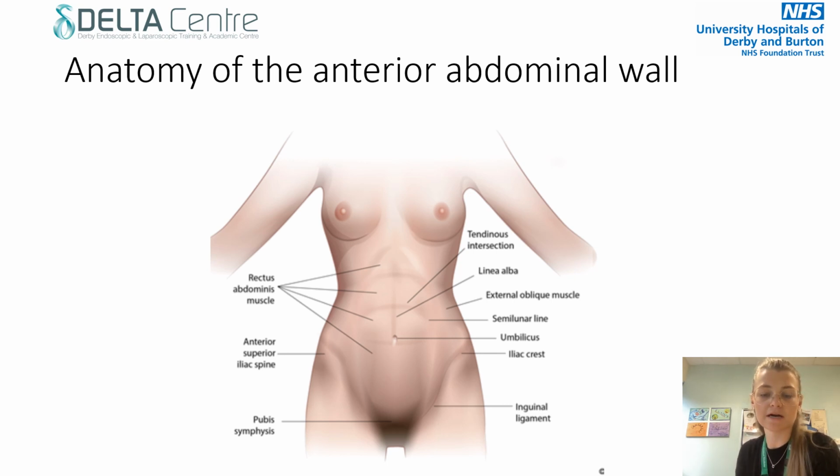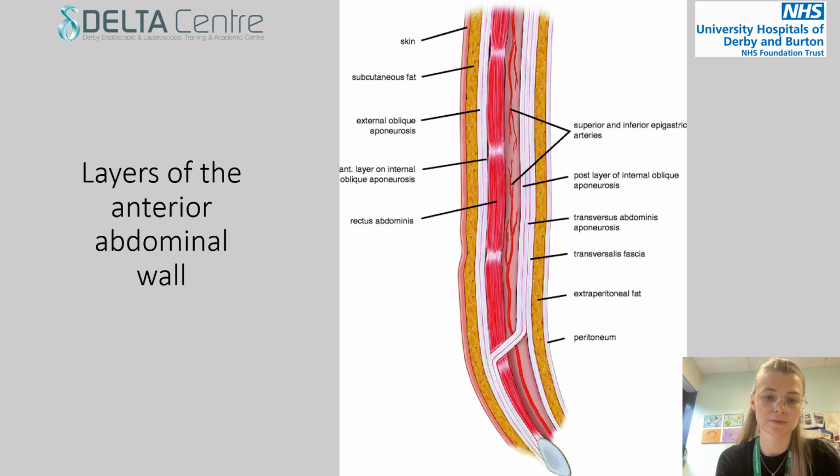Your borders are, cranially, the xiphoid process of the sternum and the subcostal margins of the ribs. And then caudally you've got the pubic symphysis and crest, the inguinal ligaments and the iliac crest of the ilium. Talking about the layers of the anterior abdominal wall, the basic layers from the outside to the inside: you start with the skin, then the superficial fascia, then the muscles and their associated fascia, and finally the parietal peritoneum.